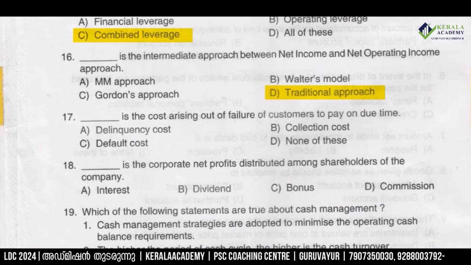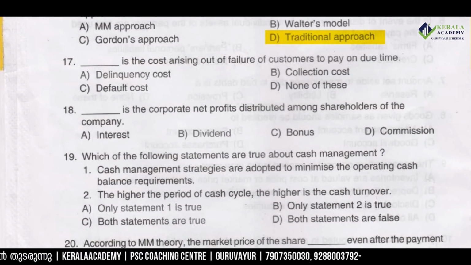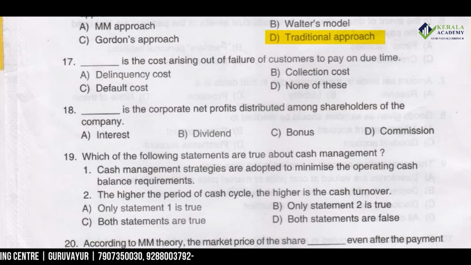Dash is the cost arising out of failure of customers to pay on due time. Delinquency cost, collection cost, default cost, none of this. Option A, delinquency cost.